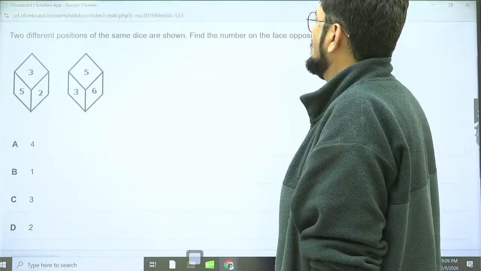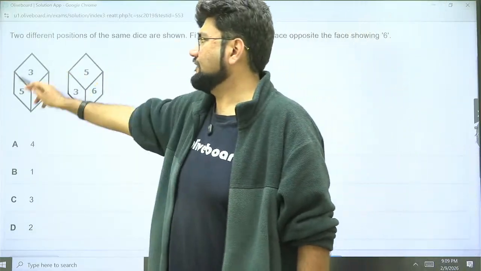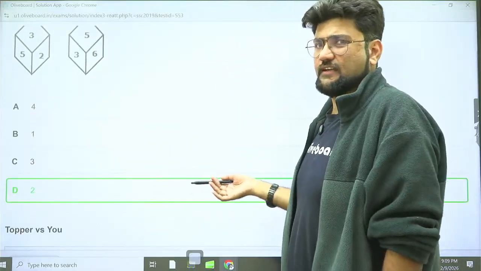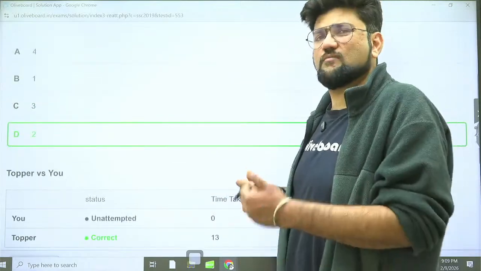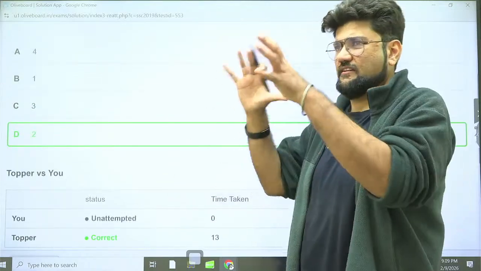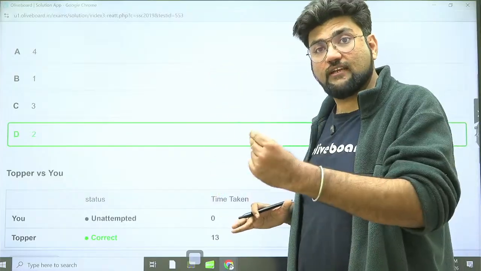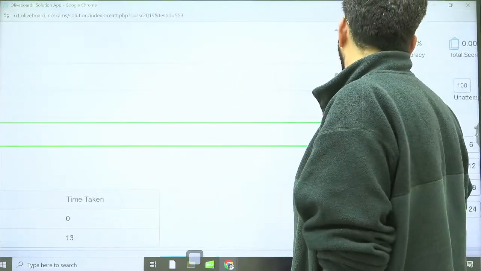Okay. Which number is opposite 6? It's clearly visible. We have 5, 3 here. So 6 is opposite to 2. So option D is the correct answer. This was what? A 5-second question or a 2-second question maybe. You could have done it right away. Yeah, 13 seconds because in the mock, loading the question, then reading, it takes some time. But actually this question is not more than 5 seconds. So have that confidence. The moment you look at these questions in the exam, simply click and move ahead.